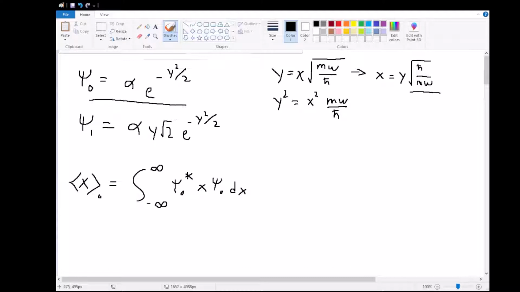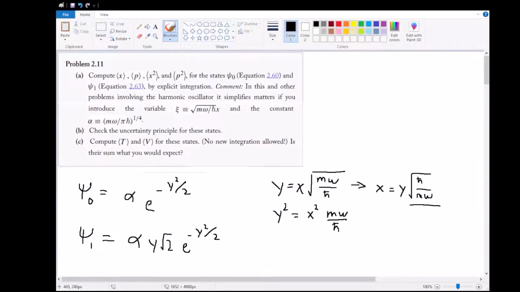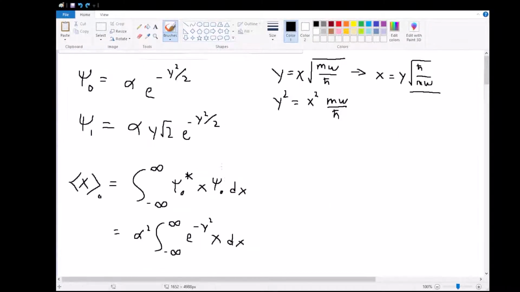In this case, since psi naught doesn't have any imaginary terms, its complex conjugate is exactly equal to its real variant. So we can just write this as alpha squared times the integral from negative infinity to positive infinity of e to the negative y squared over 2, squared, so e to the negative y squared over 2 times 2, which just becomes e to the negative y squared, multiplied by x dx. And as Griffiths said before, it's better if we work in terms of this y variable instead of x, so let's do a variable substitution here.